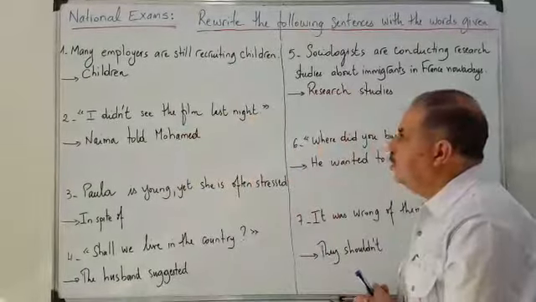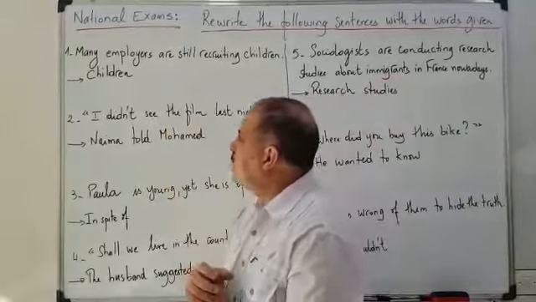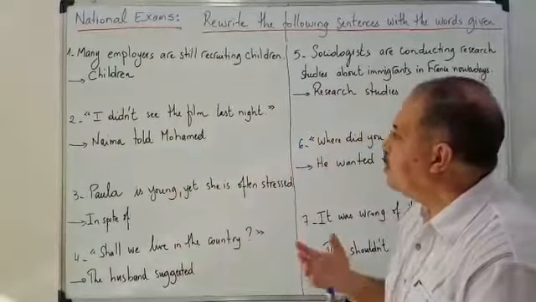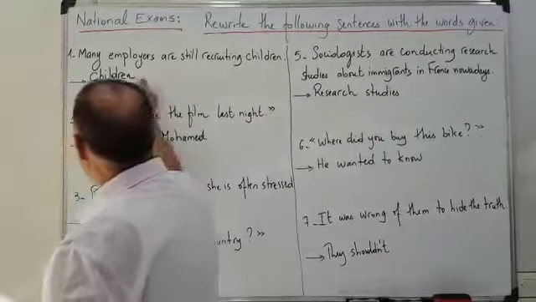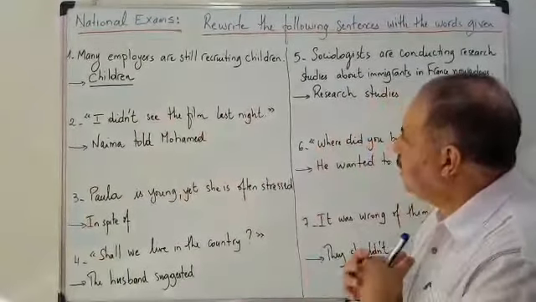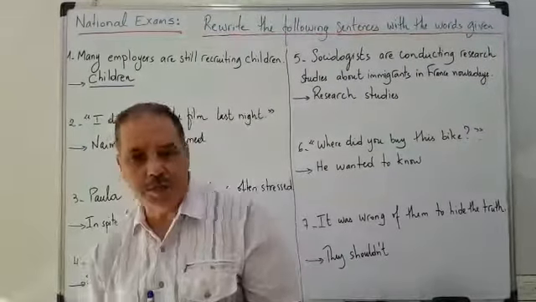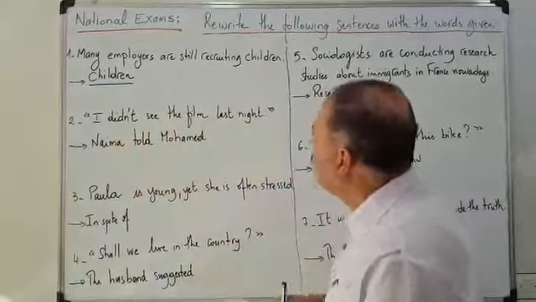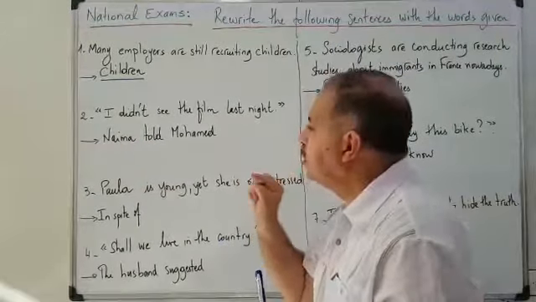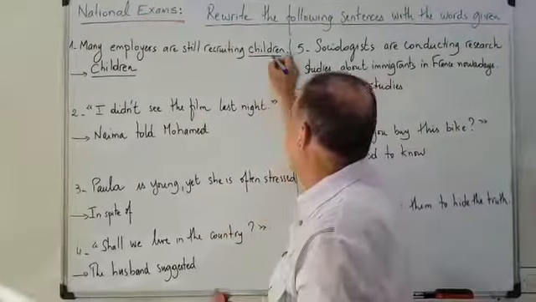So we're going to continue and see the first sentence, where we have this example: Many employers are still recruiting children. And they give us children to start with. Now we should ask ourselves, what do we need exactly? Do we need the reported speech? Do we need conditional type 3? So we have to be sure. As I said in my previous lessons, we should analyze the sentence and see the position of children.